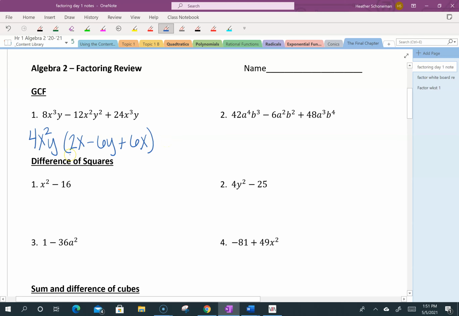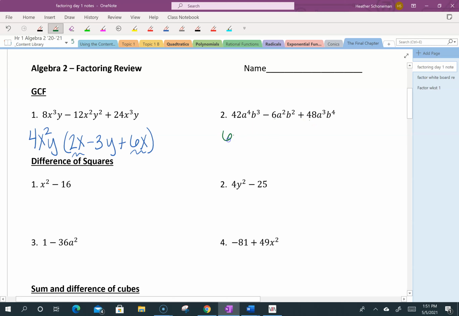Now you might notice, hold on. 12 divided by 4 is not 6, it's 3. I apologize. You might notice that these two could actually combine like terms, but that's not typically going to happen in a factoring problem.